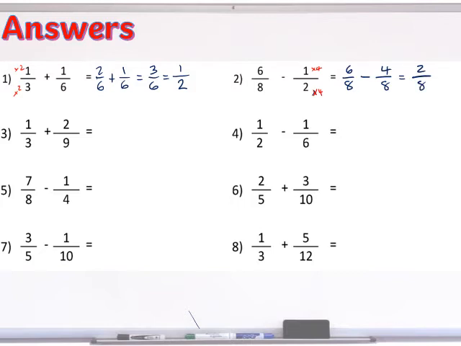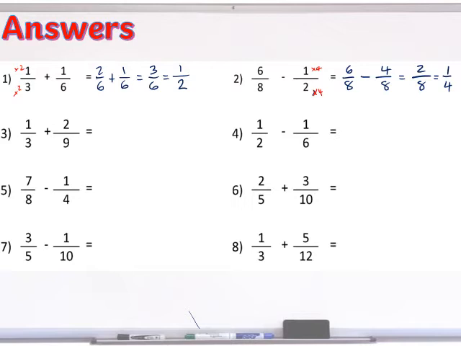Can we simplify that? We can, can't we? We're going to use 2 as a common factor between the 2 and the 8. 2 goes into 2 once and 2 goes into 8 4 times. So 6 eighths subtract a half, our answer would be a quarter.